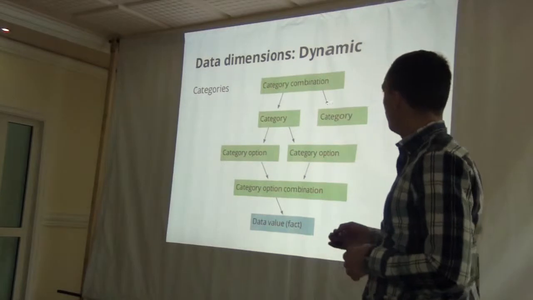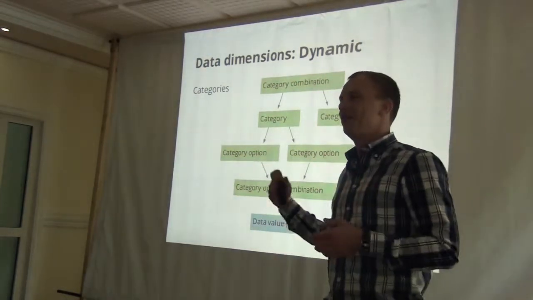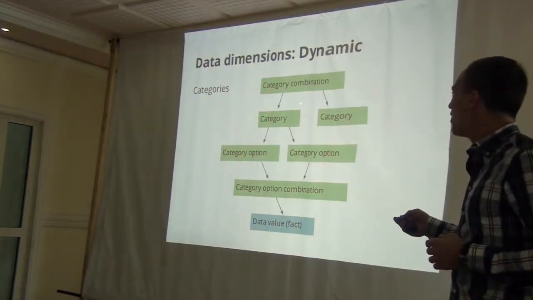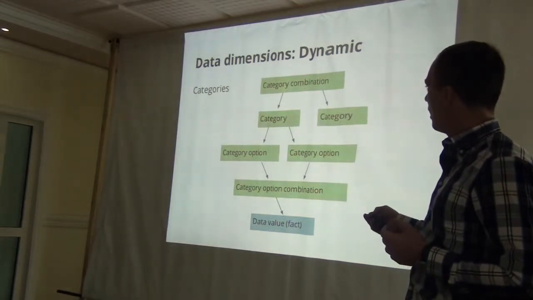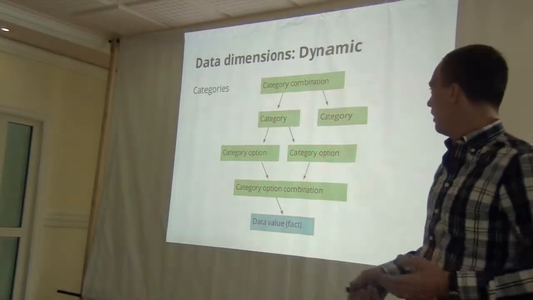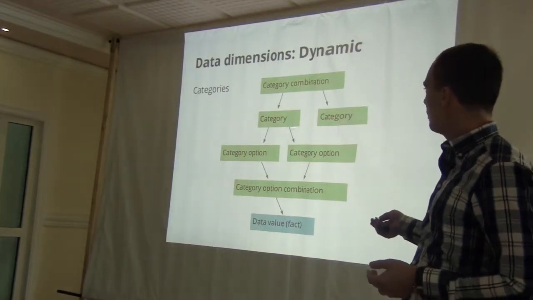So it all starts with the category combination. I'm sorry, these words are a bit cryptic to some, but if you look closely, it actually makes sense. So you have, to start with, the category combination, right? A category combination is obviously a combination of multiple categories. Then come the categories. So a category combination can have multiple categories.